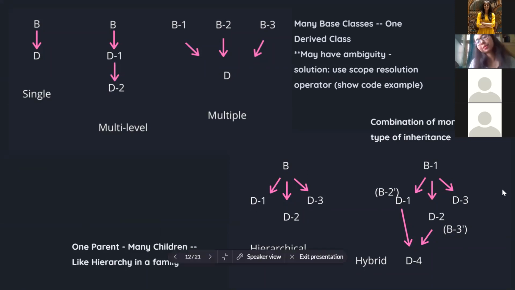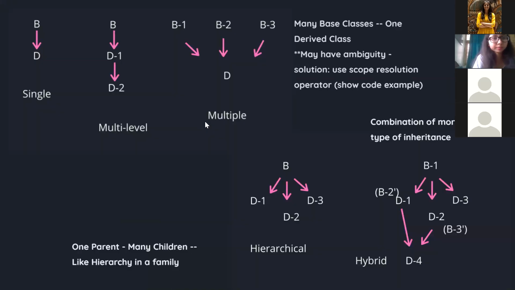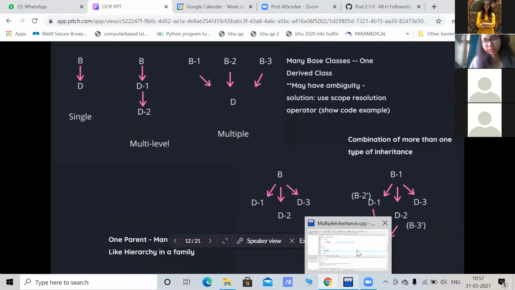Hybrid is just a combination of more than one type of inheritance. So this was about inheritance. I think I should show examples of abstract classes as well, since we have time.